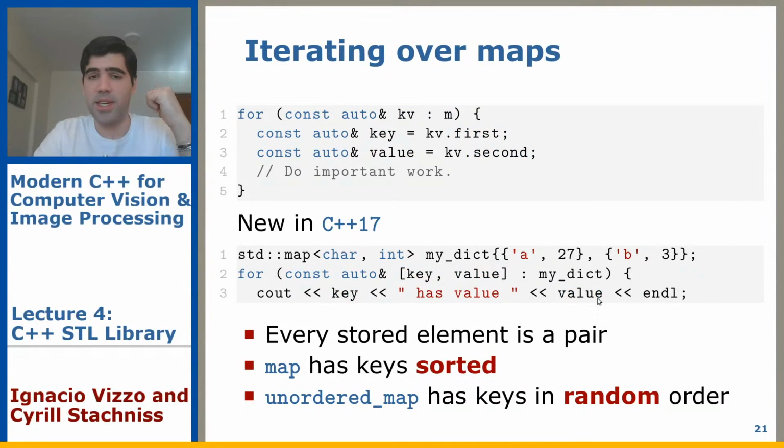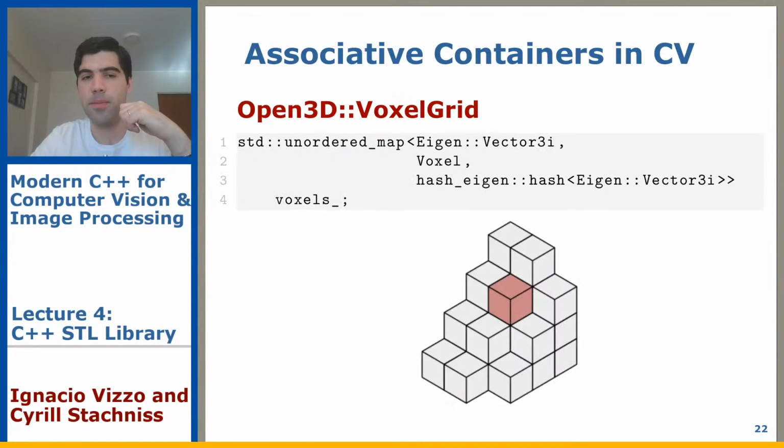And then as a recap for maps, every stored element is a pair, so it must always contain a key and a value. The map has the keys sorted, and then the unordered map, which is the most common or most widely used, has keys in random order. So you don't know the real order of your map.